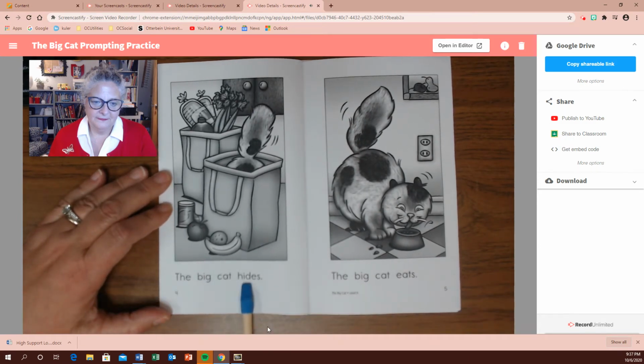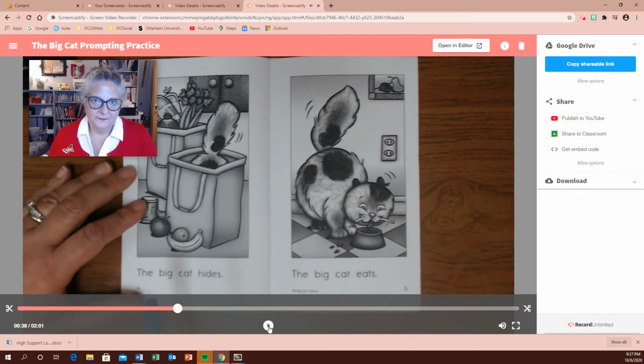A big cat hides. Okay, we're going after the known word the. So I would say, show me the word the, and then I would ask the student to read the whole sentence. You could also go after it being a little bit more tricky. The child said, a big cat hides. You could say, show me the word a, and then it's not going to be there, and they'll have to fix that word up. So either way, that would work.